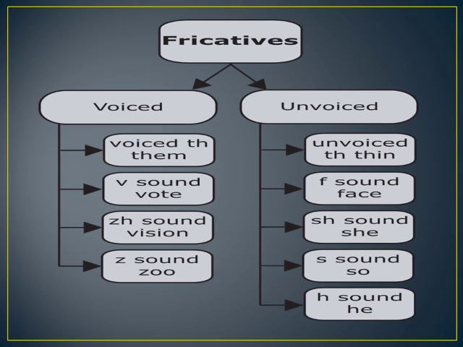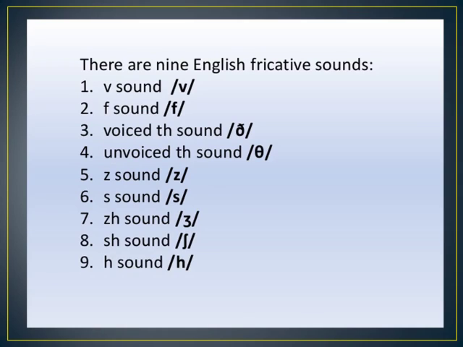Out of the 9 fricatives, 4 are voiced and 4 are unvoiced. So these are the 9 English fricative sounds: v, f. The third sound is voiced and it is the sound like in they, father, etc. And the fourth sound is unvoiced and it is the sound like in three, thrice, etc.